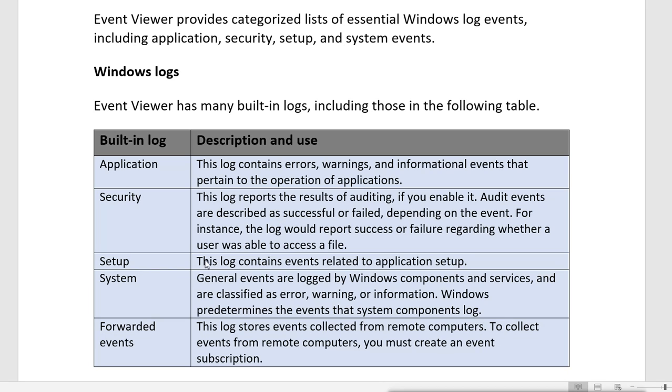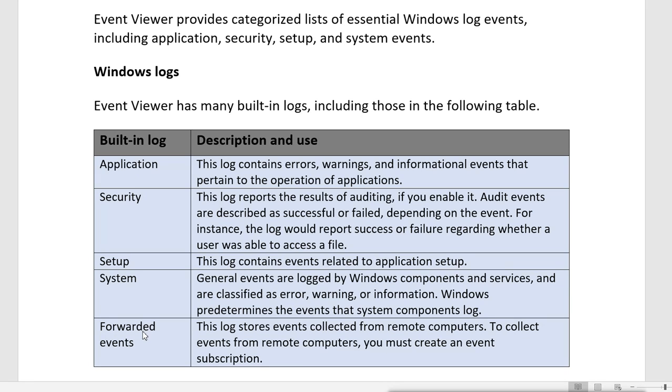Then we have setup logs. These logs contain events related to application setup. So when we try to set up any application and if something happens with that, then those logs will come into this setup log. System logs, these are general events logged by Windows components and services and are classified as error, warning, notification or information. Windows predetermines the events that system components log. So these are the general event logs, where you will see all the other logs related to other components of Windows.